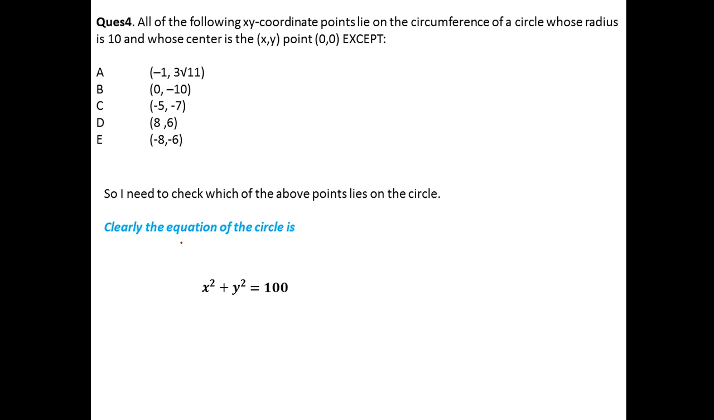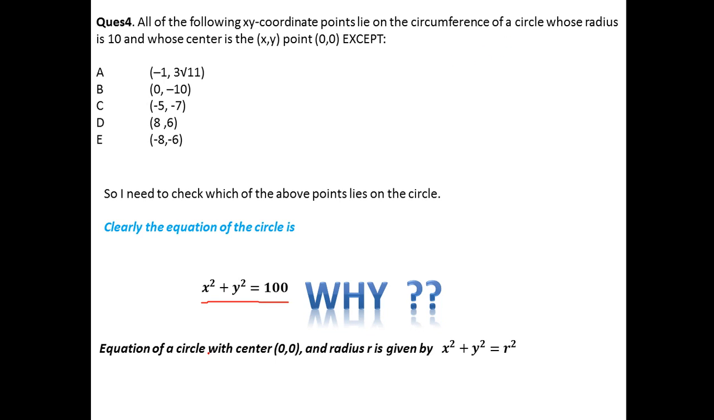Alright. So first of all, I'll write the equation of the circle. I write the equation as x square plus y square is equal to 100. Now, why I wrote this equation: x square plus y square is equal to 100 represents this given circle. See, it is very simple. Equation of a circle with center 0 comma 0 and radius r is given by x square plus y square is equal to r square, and in my case r is equal to 10. So 10 square is equal to 100. So the equation becomes x square plus y square is equal to 100.